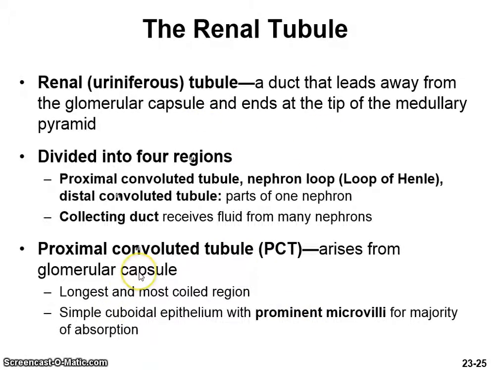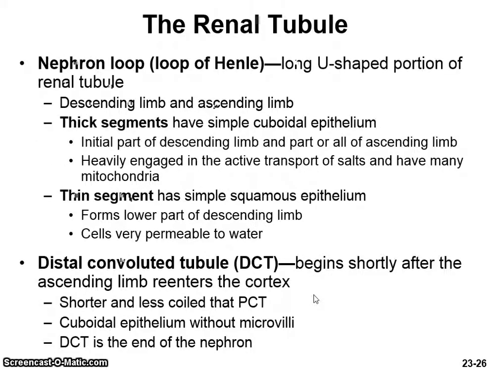So first we have the proximal convoluted tubule, which arises from the glomerular capsule, is the longest and most coiled, and has simple cuboidal epithelium with prominent microvilli for the majority of absorption. So the first part is going to be the proximal convoluted tubule, and it's going to absorb a whole lot of the stuff. Then we have the nephron loop, which is the loop of Henle, a U-shaped portion. We have thick segments in both the ascending and the descending limbs.